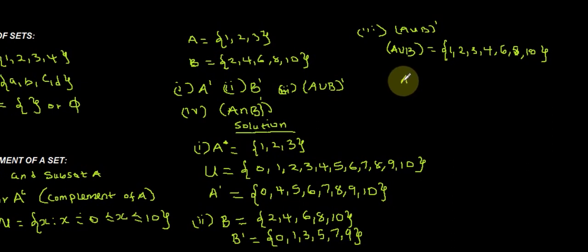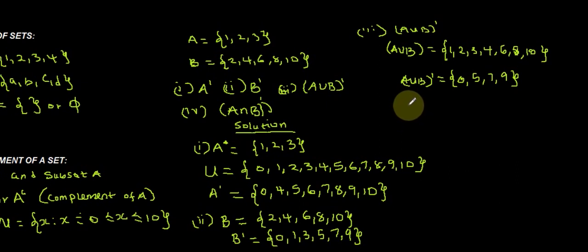So our (A union B) complement now will be what is in the universal set that is not in A union B. Okay, so we have 0 is not in A union B, there is no 5, there is no 7 and there is no 9. So this is A union B complement.